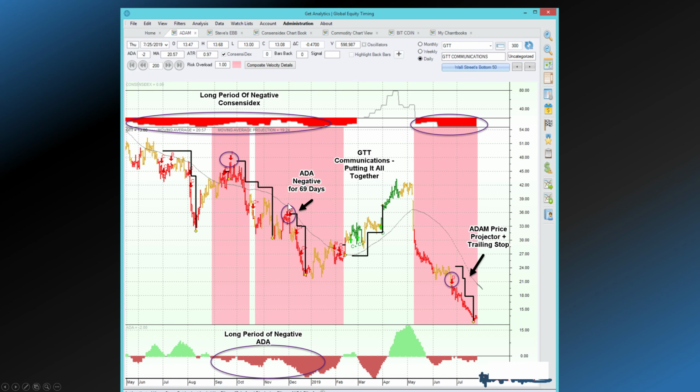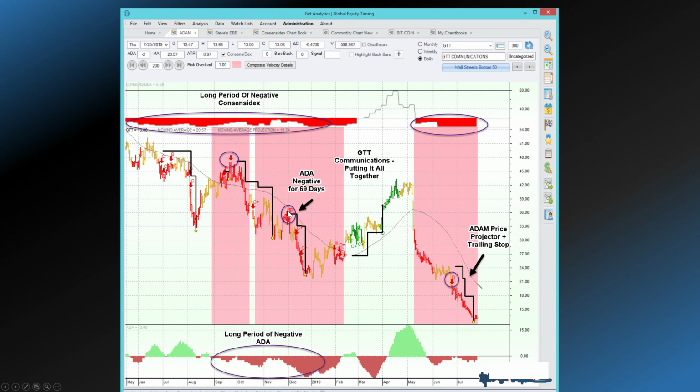We got another sell signal. Again, the setup is perfect because ADA remains negative. In fact, it had been negative for 69 days at this point. That's a huge period of negativity. Anything over the 35 to 40, 45 day range is a pretty powerful indicator of a stock being sold heavily.